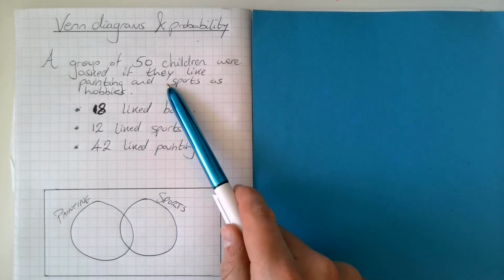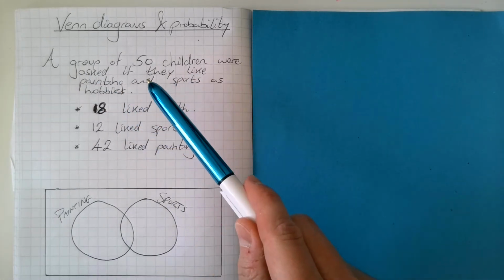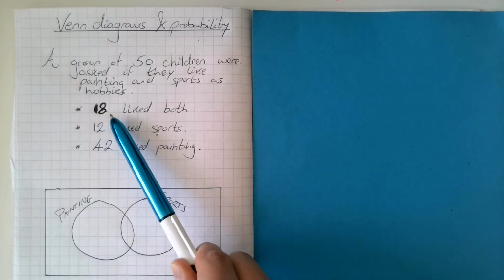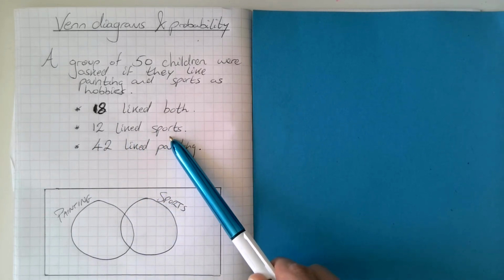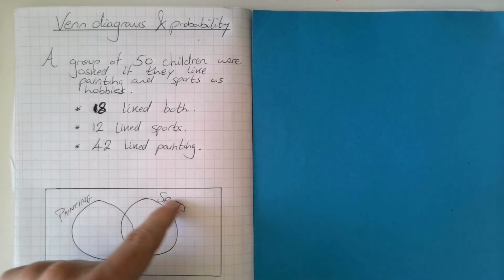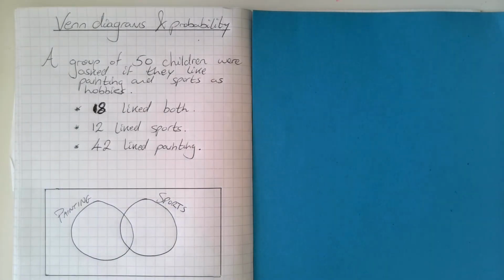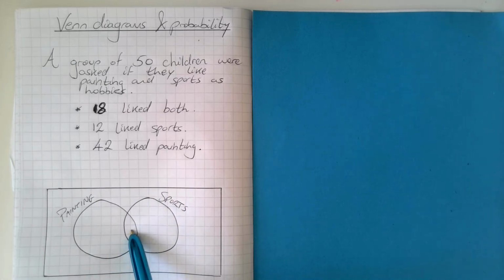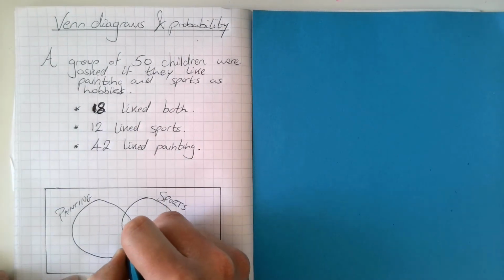It says that a group of 50 children were asked if they like painting and sports as hobbies. And the information was that 8 people liked both hobbies, 12 people liked sports, and 42 people liked painting. Now the first thing I need to do is to get a Venn diagram drawn with this information inside. So I always start off in the middle section here, and this is the people that like painting and sports, so like both hobbies, and it says here that 8 people like both.